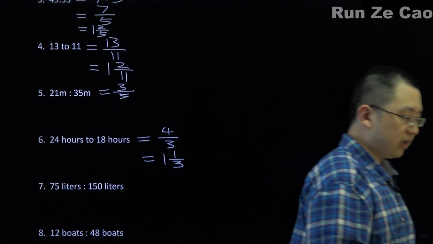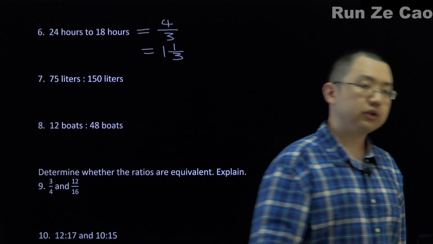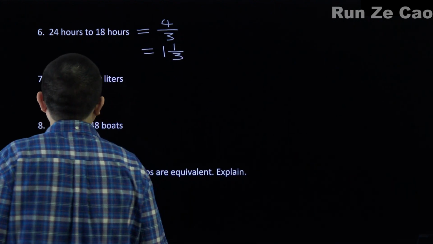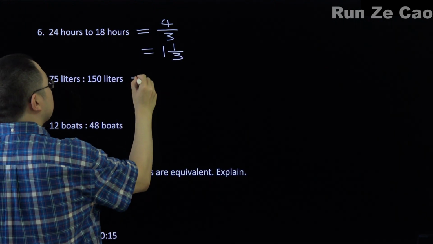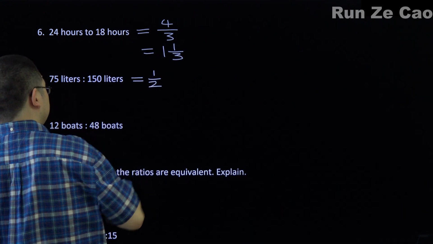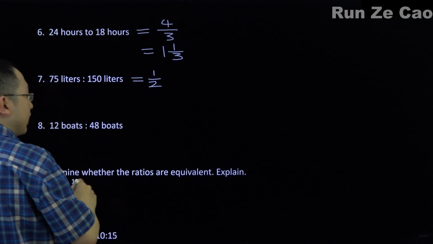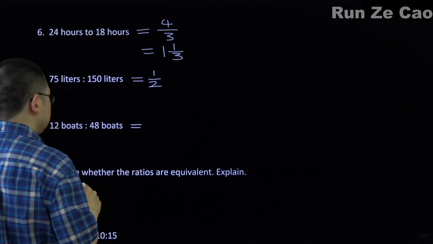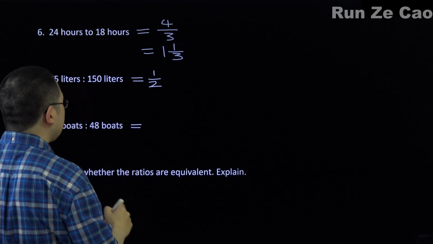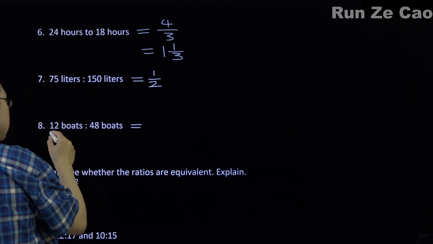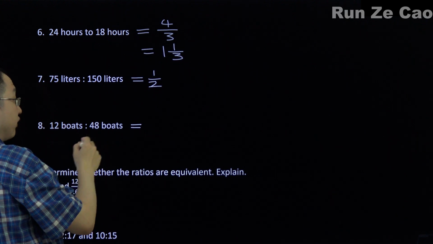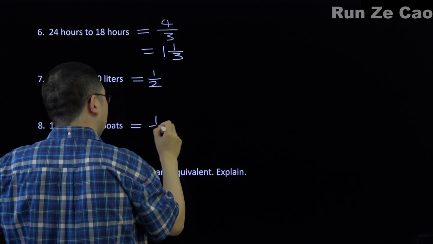Now 75 liters to 150 liters. 75 is half of 150. This is equal to 1/2. 12 boats to 48 boats. You can write 12/48 if you really want, but we can see that it's 12 and 4 times 12. So it's 1/4.